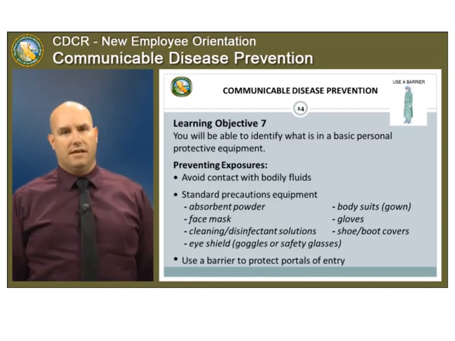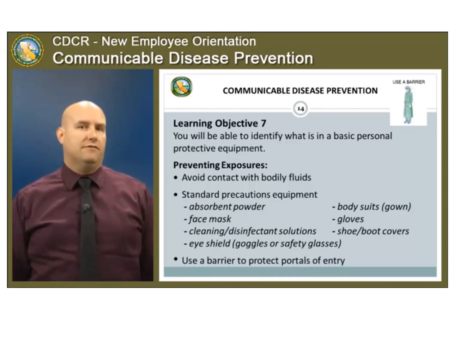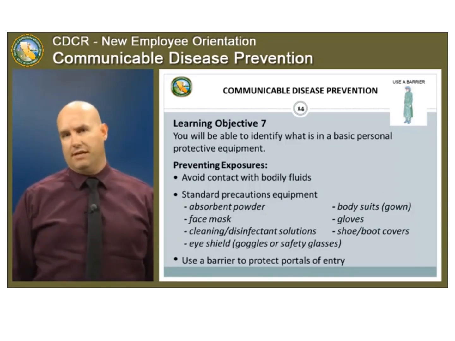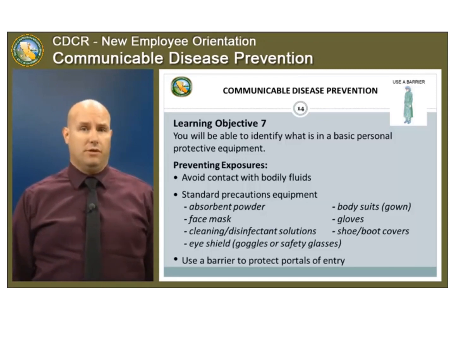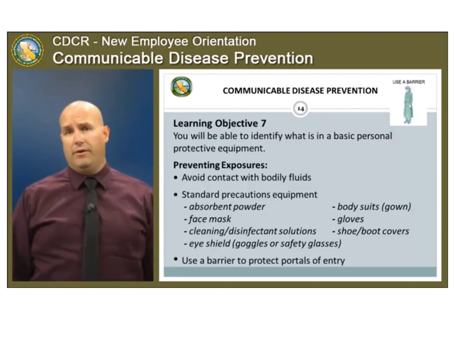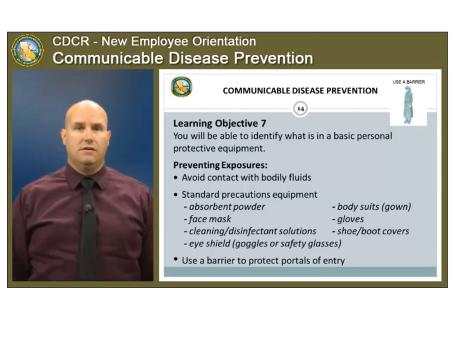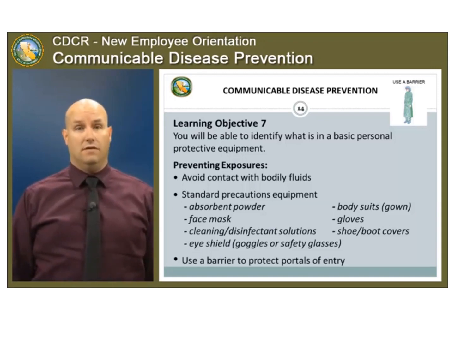Learning Objective 7. You will be able to identify what is in personal protective equipment. Preventing exposures includes avoiding contact with bodily fluids. Standard precaution equipment includes absorbent powders, bodysuits, cleaning and disinfectant solutions, eye shields such as goggles or safety glasses, face masks, gloves, and shoe or boot covers.